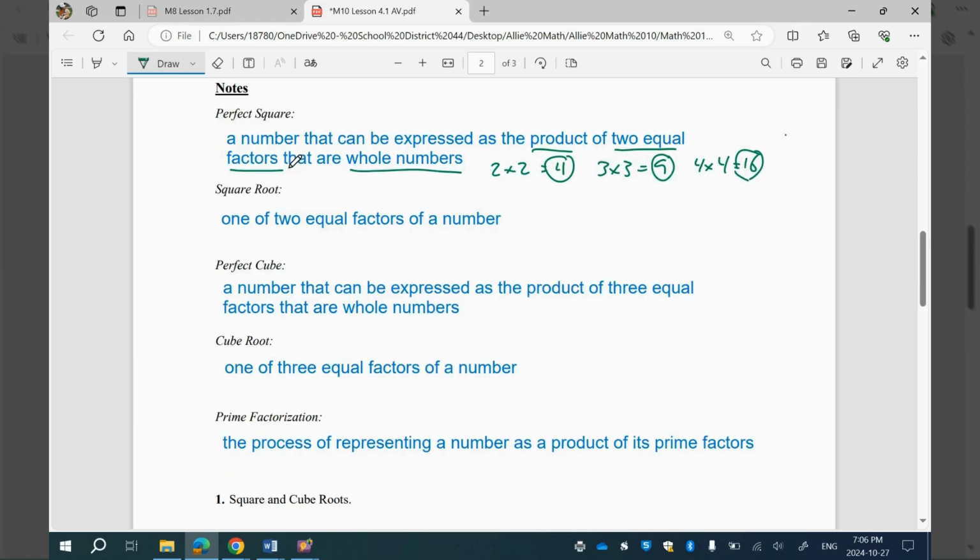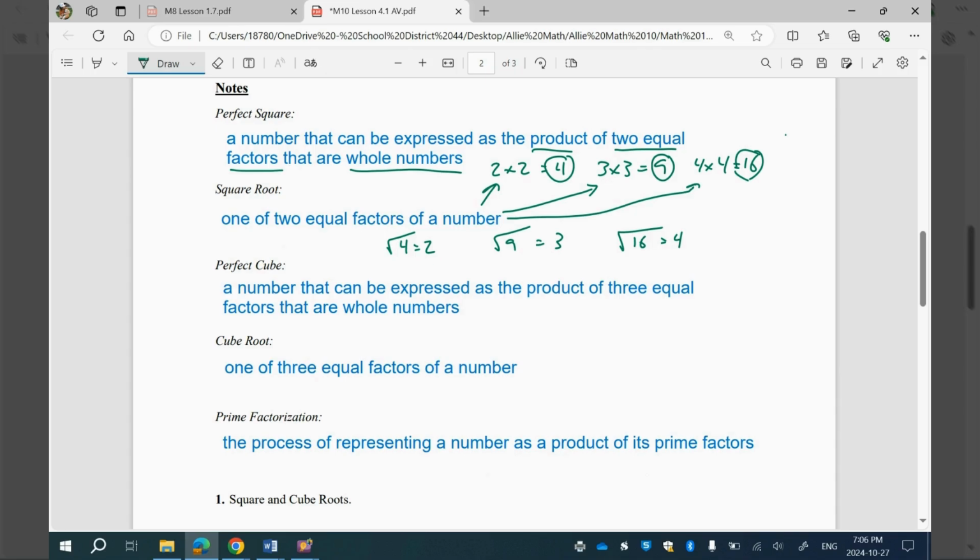The square root is one of two equal factors of a number. So in our previous example, it would have been 2 or 3 or 4. The square root of 4 is one of these two equal factors. The square root of 9 is one of these two equal factors. The square root of 16 is one of these two equal factors. So the square root of 4 is 2, the square root of 9 is 3, the square root of 16 is 4.